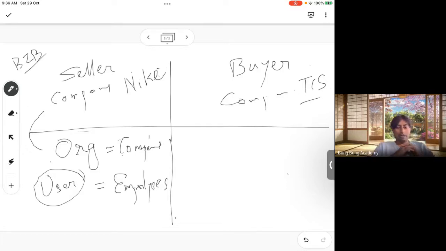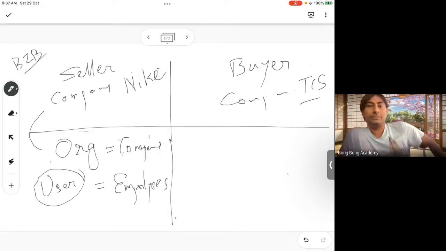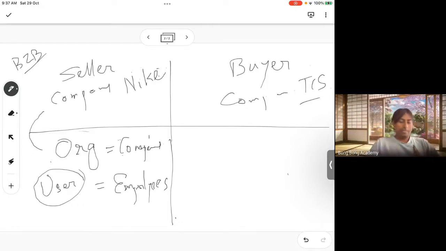Now let's come to the buyer side. So the buyer does not have Salesforce, right? They do not need to store anything at all. If they have a vendor management system, that is a different story. We are not discussing vendor management today. We are discussing customer relationship management. So the buyer does not have a customer. He is the customer, right? So how will I store the buyer's information, that means the customer's information, into Nike, the Salesforce instance?